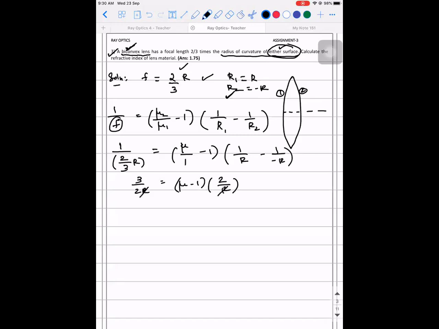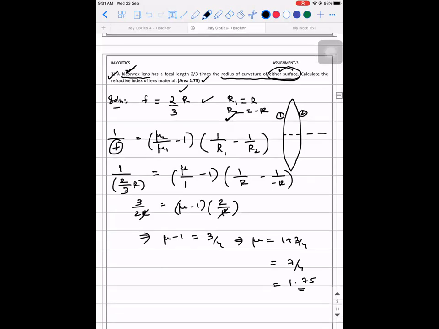This R and R are gone. So 1 unknown, 1 equation. So mu minus 1 is equal to 3 by 4, which implies mu is equal to 1 plus 3 by 4. So it will be 7 by 4. How much is 7 by 4? 1.75 is the answer. I hope you're able to understand. So it is 1.75.